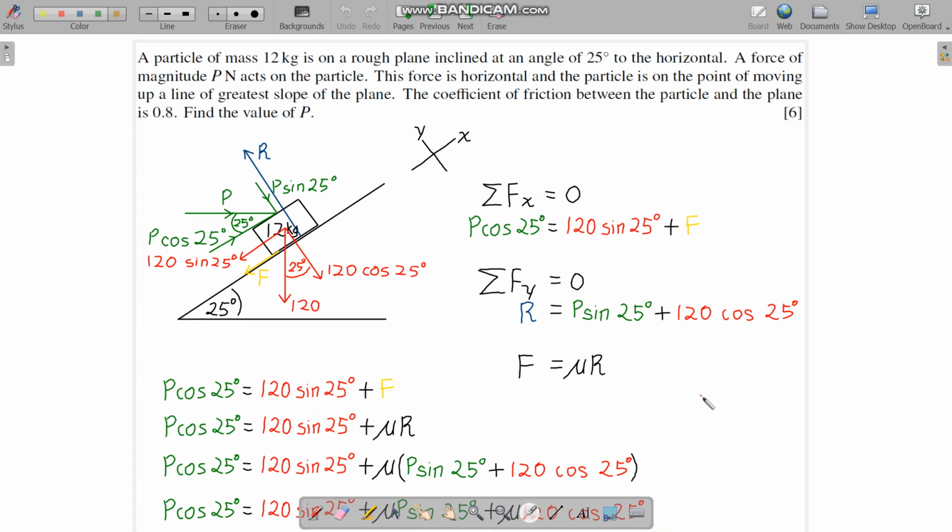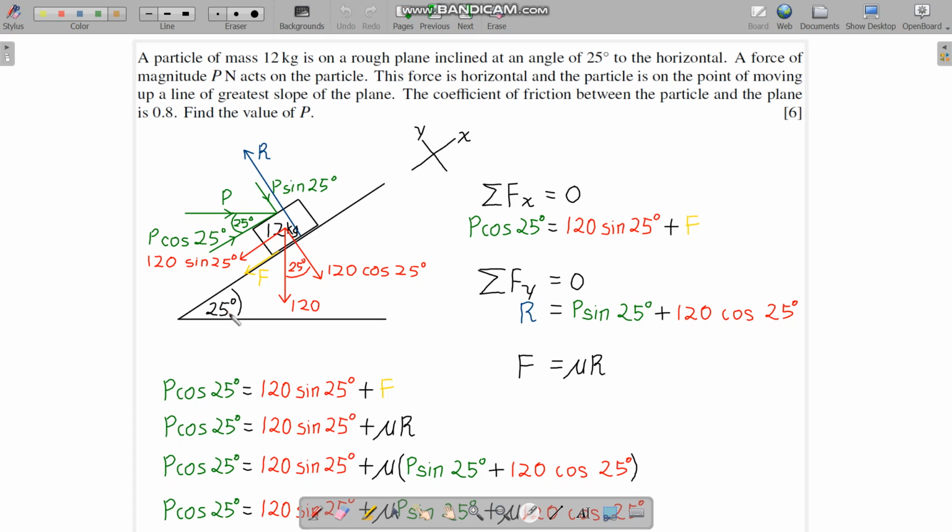Next question. Now we have this inclined plane of 25 degrees. So the first thing you need to do is to sketch the FBD. We have this weight force which can be split, and the P horizontal to the right, which can be split. The angle is 25 degrees because it's an alternating angle here, 25 degrees, 25 degrees.